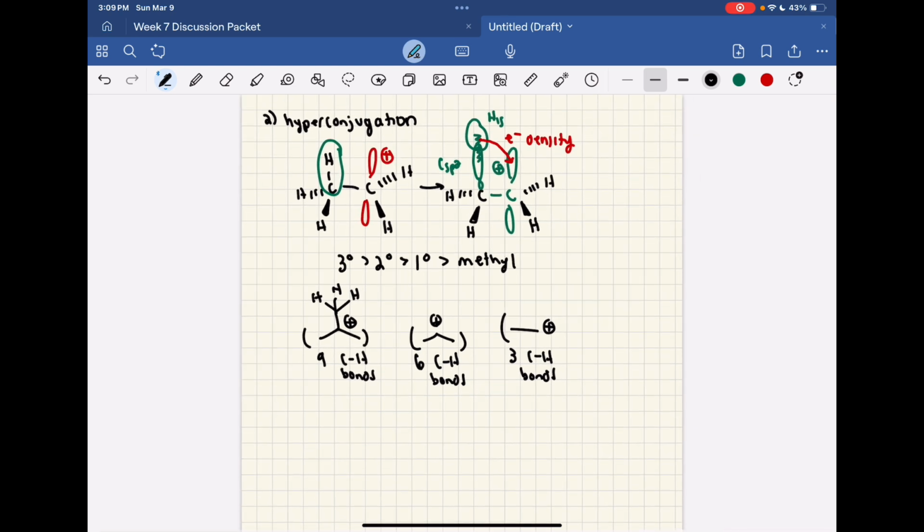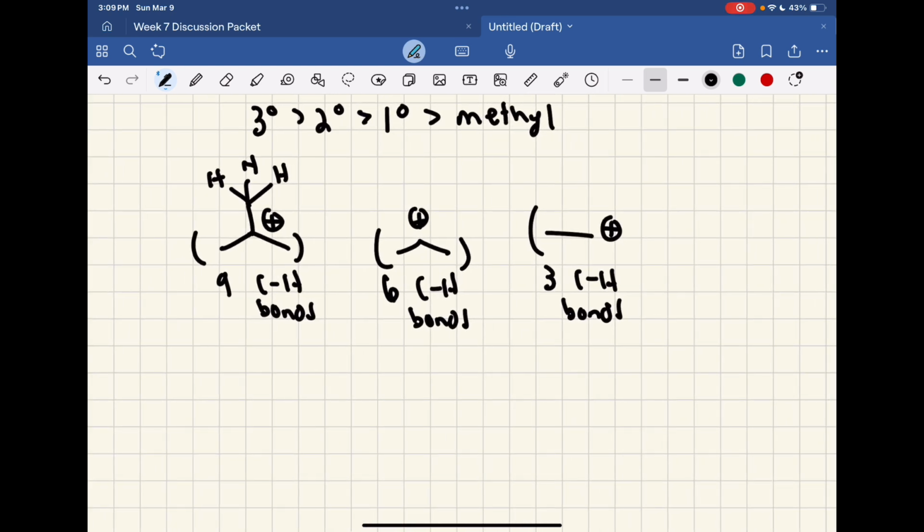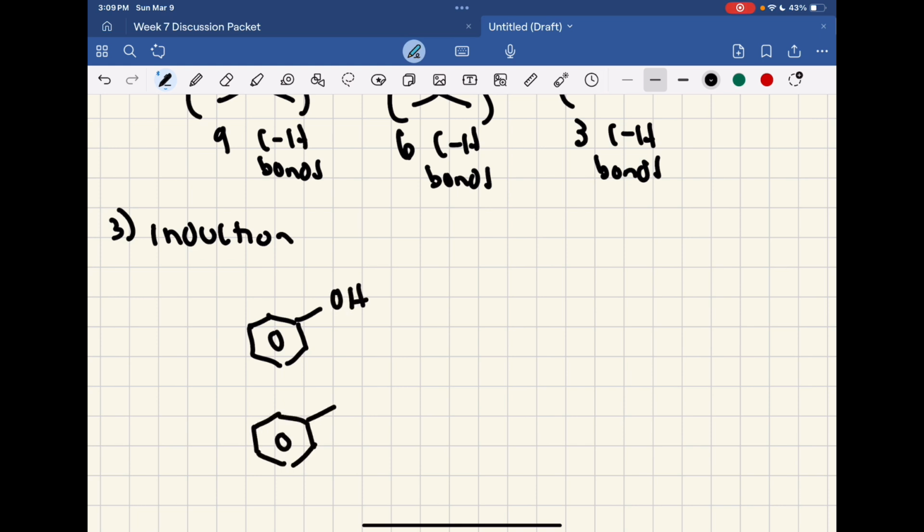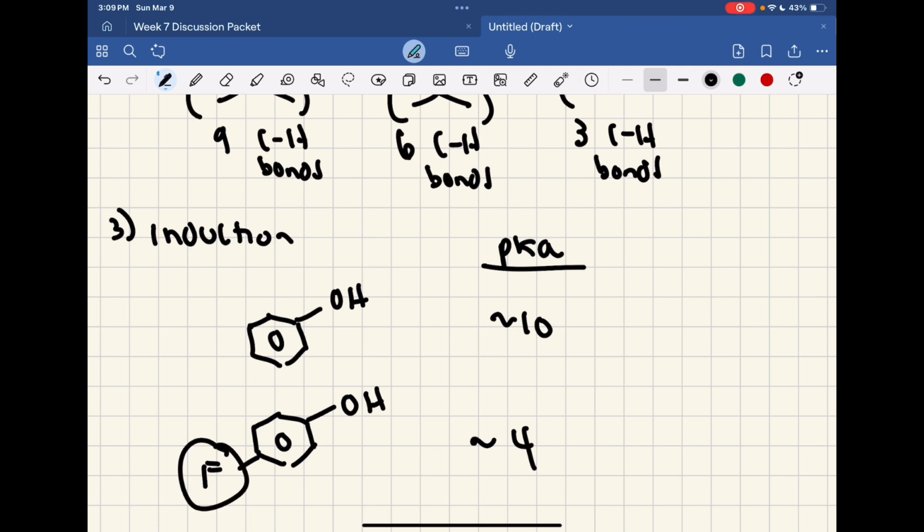I also want to briefly introduce this idea of inductive effect with carbocations, so induction. If you recall, back to acid-base chemistry, if I had generic phenol, and I had parafluorophenol, so something that looks like this, and we were talking about the pKa's here. The pKa of a phenol is typically around 10, and we could say that the pKa of this fluorinated version maybe is around 4. So there's something about this halogen being present that allows for the acidity to be increased.